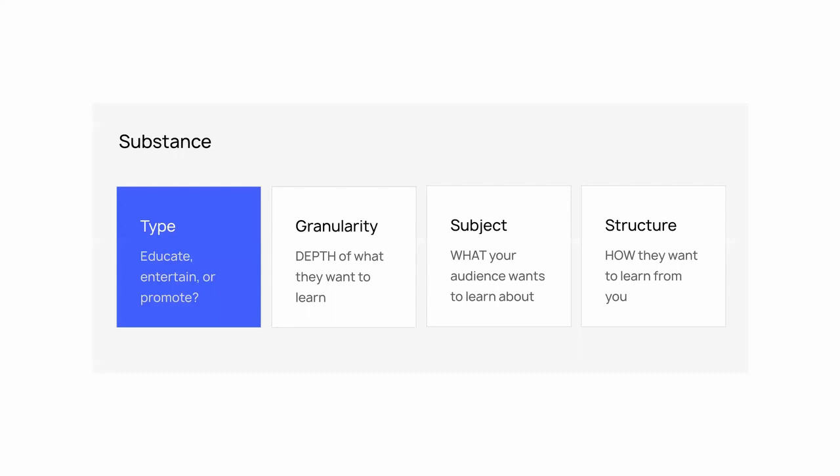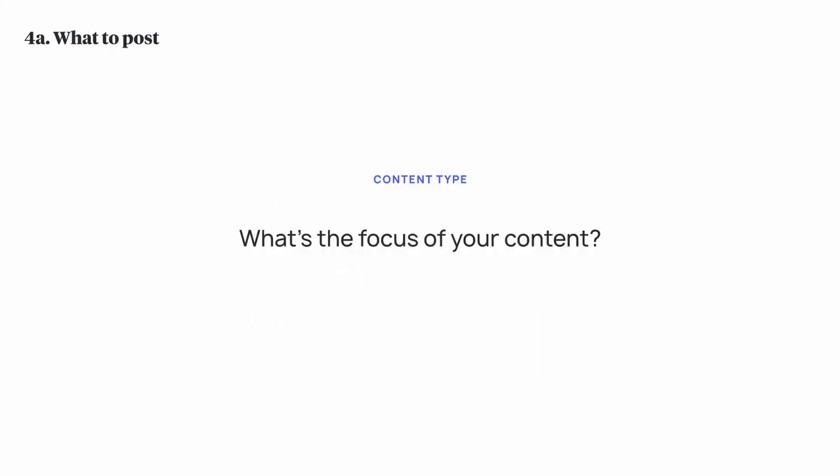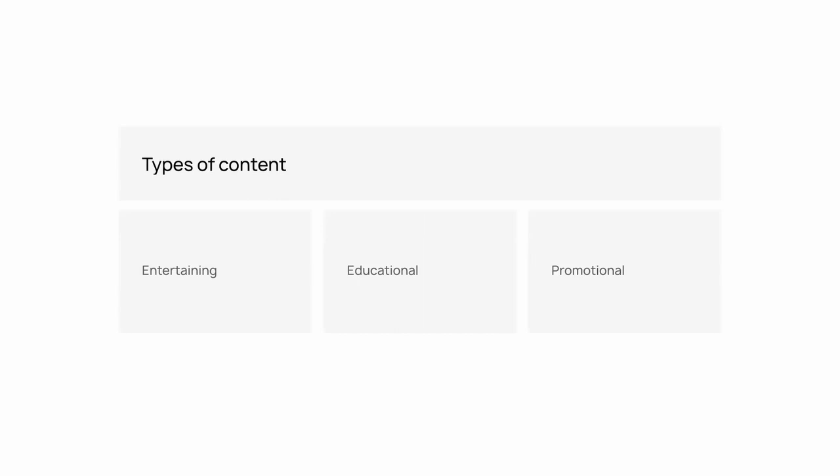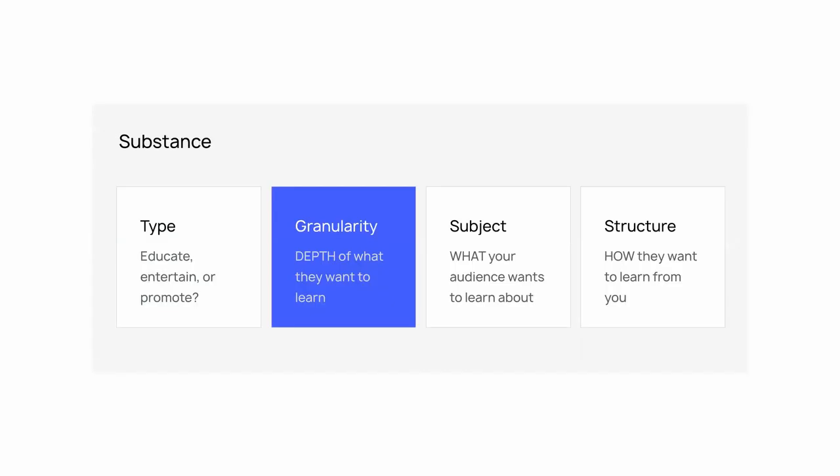It'll serve as the guiding star to tell you what the content should be about, right? So there's the type. Are you educating, entertaining, or promoting? There's a granularity. So what's the depth of what you're trying to cover? Is it very short, digestible content, like for Instagram, or is it very in-depth analysis, which should probably be on a YouTube channel or something like that, right?